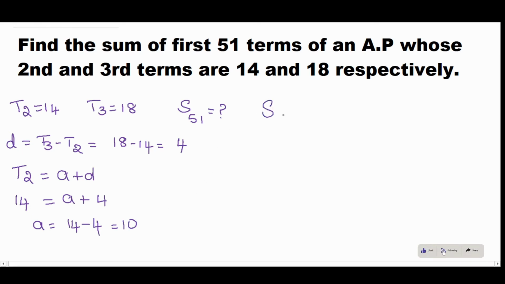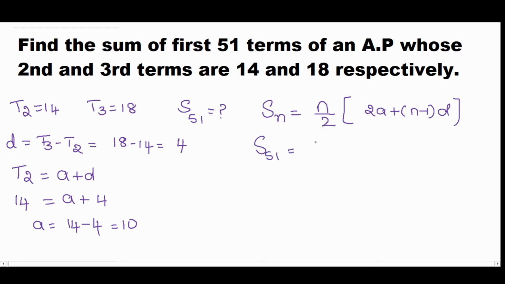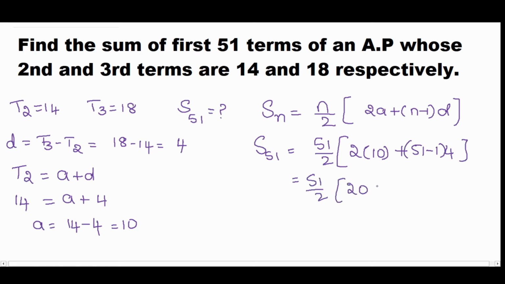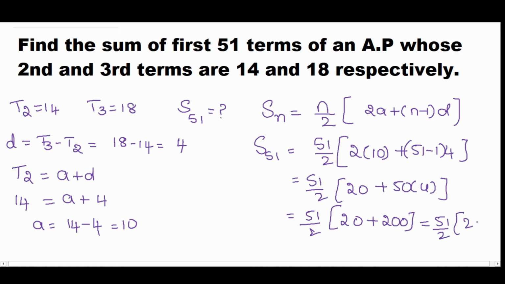Let's find the Sn. Sn is equal to n by 2 into 2A plus n minus 1 into D. So already we know n value is 51. So we get 51 by 2 into 2 into 10 plus 51 minus 1 into D, which is 4 there. So we get 51 by 2 into 20 plus 50 into 4. So you get 51 by 2 into 20 plus 200, which is nothing but 51 by 2 into 220.